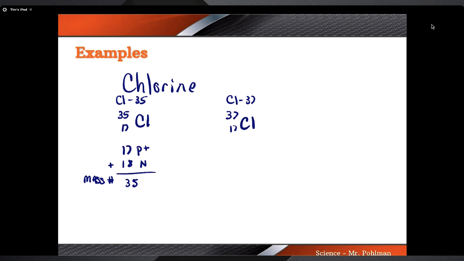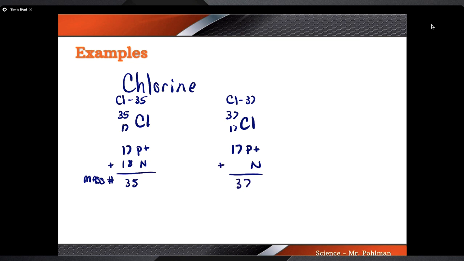Now if you go over to chlorine 37, this one also has 17 protons. And we're going to have a certain number of neutrons to equal that mass number of 37.